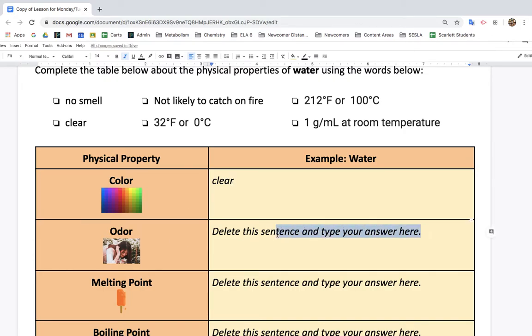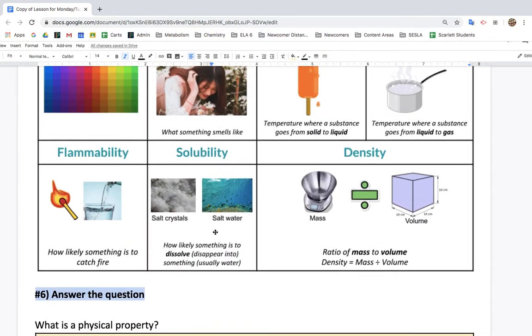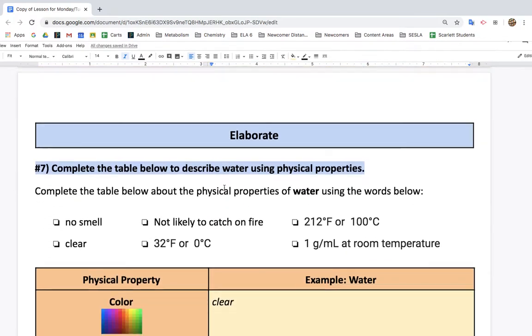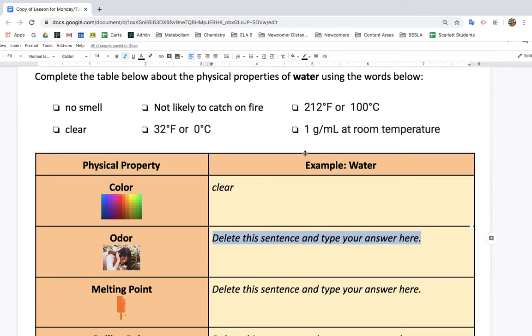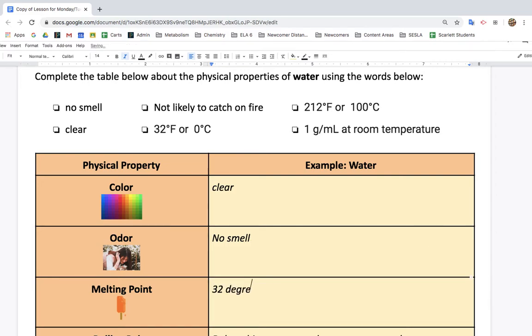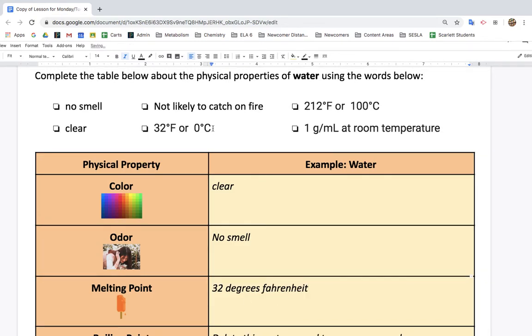Odor. Okay, so odor, I think I'm going to look up here to remember. Oh yeah, it's smell. Okay, so which one of these describes water's odor or smell? No smell. Melting point. Remember, that's when something changes from a solid to a liquid. So when does water change from a solid to a liquid? It's 32 degrees Fahrenheit. That's when water can turn from a solid, ice, to a liquid, water. And if we're using Celsius, it's 0 degrees.